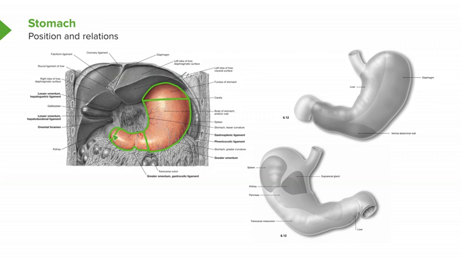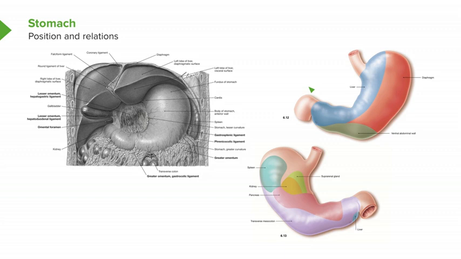Remember me saying that the lesser curvature was connected to the liver? Well, here we've got an important membrane that's connecting the stomach to the liver. We'll come across this in later lectures. It's really important. It's the lesser omentum, specifically the hepatogastric ligament of the lesser omentum. We'll come to that later on.